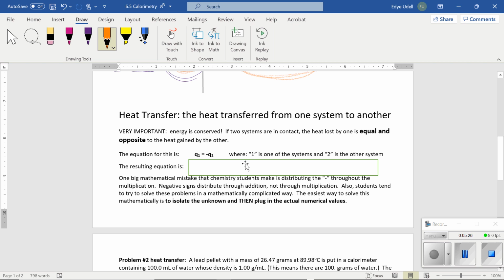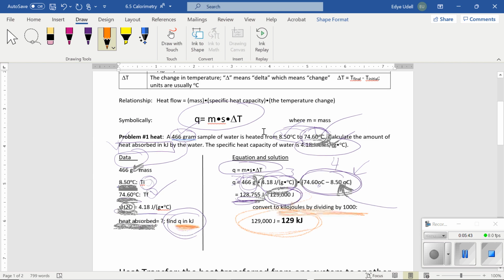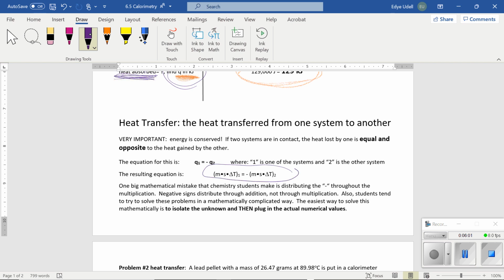You're going to be asked later on, where does this equation come from? And you have to know this equation comes from the law of conservation of energy. Energy is conserved. Heat is energy, and it is conserved. Knowing that Q is m s delta T, the resulting equation is Q1 is m s delta T for substance 1, and Q2 is m s delta T for substance 2. So we get this equation right here. This is a very important equation.